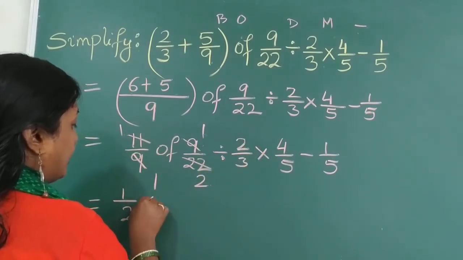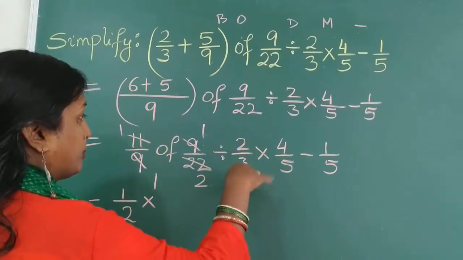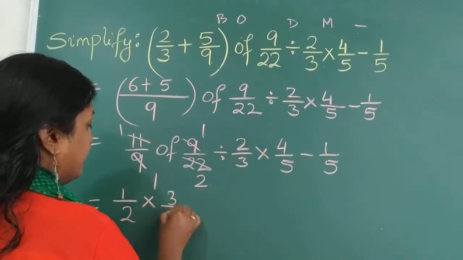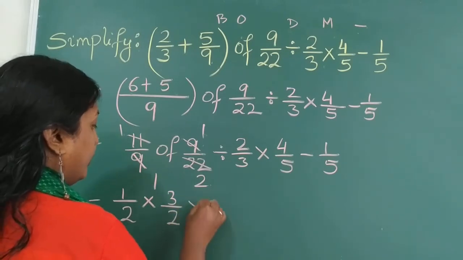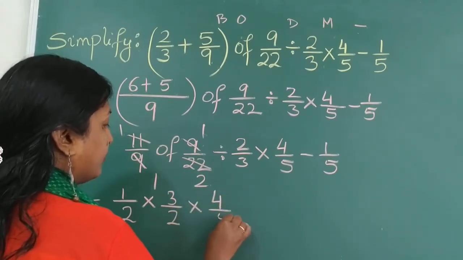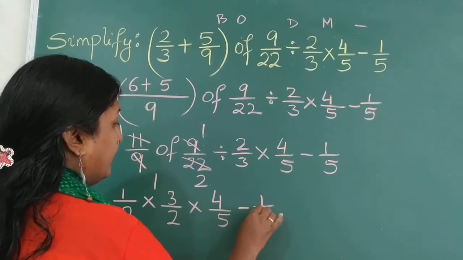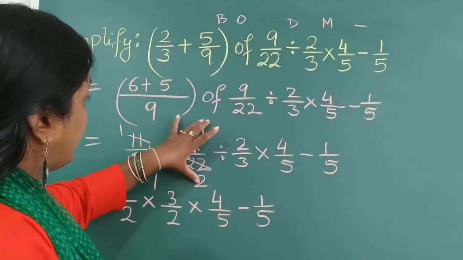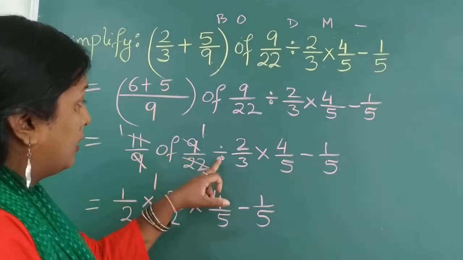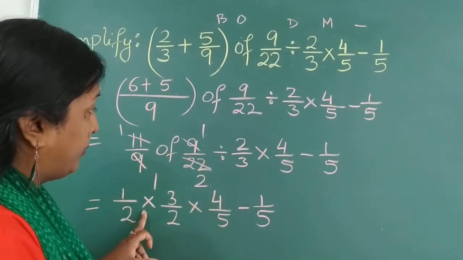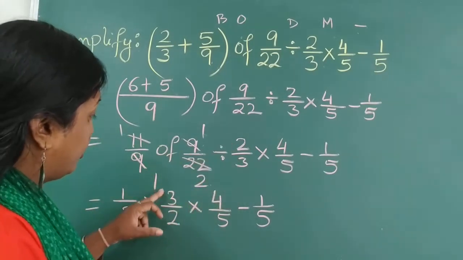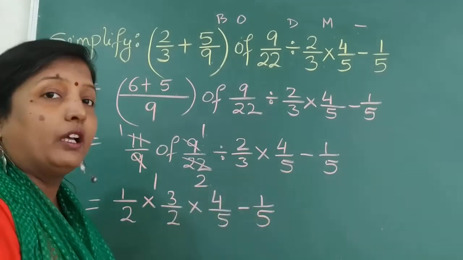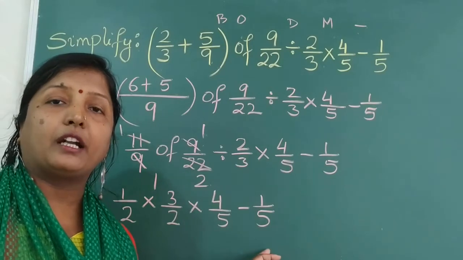Division, convert it to multiplication. We have to reciprocate it. So reciprocate the number after the division sign. So it becomes 3 by 2 into 4 by 5 minus 1 by 5. What I did in this step was, whatever was the answer of "of", I wrote, converted the division sign to multiplication. So you reciprocated 2 by 3 to 3 by 2 into 4 by 5 minus 1 by 5. I hope you could understand this.